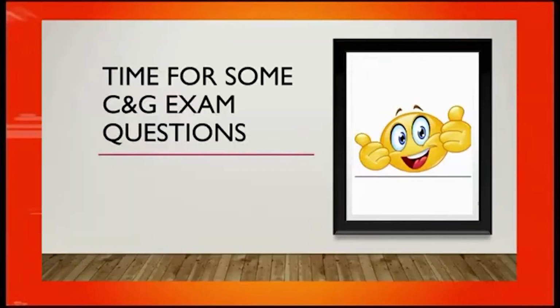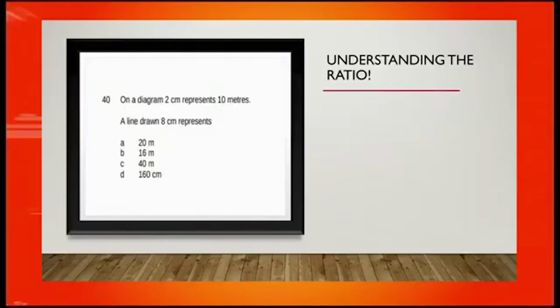It's that time of day when we look at City and Guilds exam questions. Let us do the first question for the afternoon. On a diagram, 2 centimeters represent 10 meters. A line drawn 8 centimeters represents, so let us look at the first ratio we have. 2 centimeters represent 10 meters. All right. So if you have a line drawn 8 centimeters, it represents what?